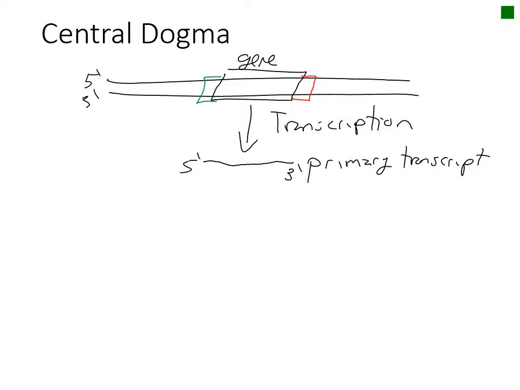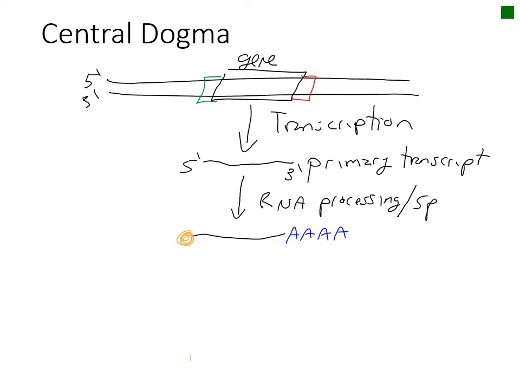If this primary transcript is in a eukaryotic cell, it must then go through RNA processing, which included the addition of a 5' cap and a 3' poly A tail, along with splicing to remove any introns. This has now produced a mature messenger RNA, which is ready for translation.